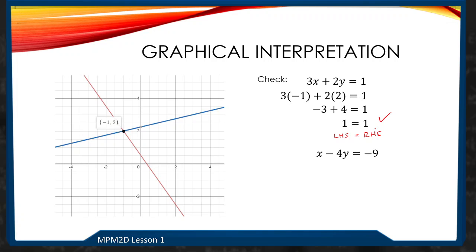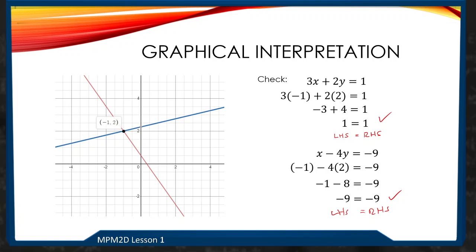And we can do the same thing for the other equation, x minus 4y equals negative 9. Replacing x with negative 1, replacing y with 2, we end up with negative 1 minus 8, which is negative 9, which is again what we want. The left-hand side is equal to the right-hand side. All right.